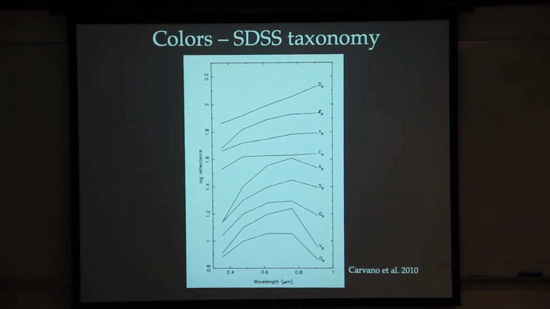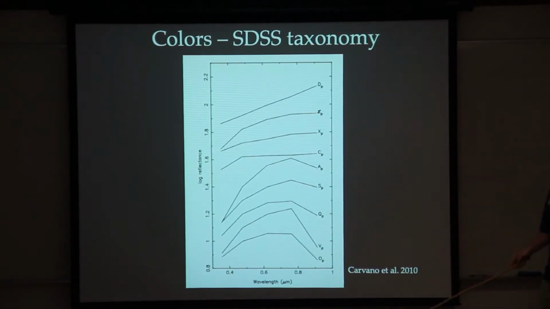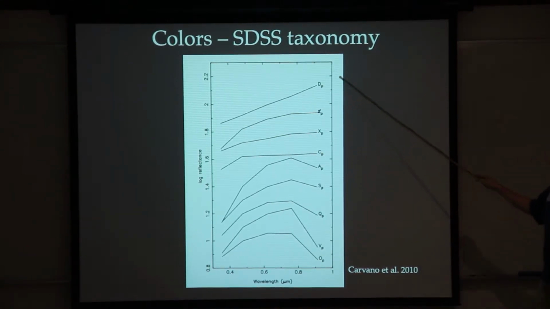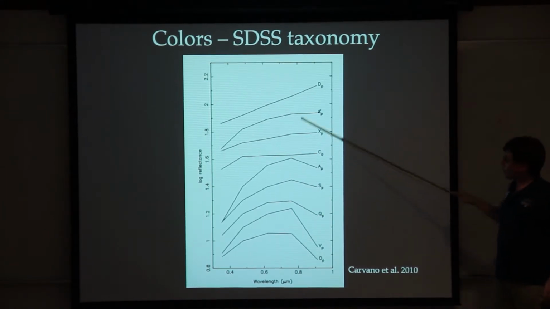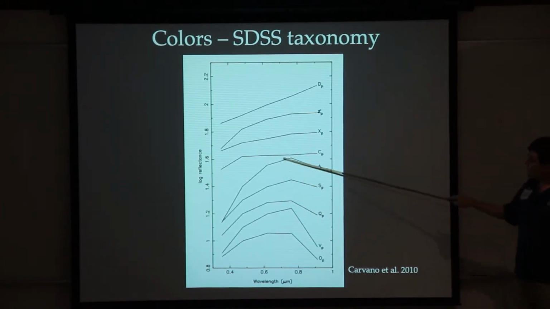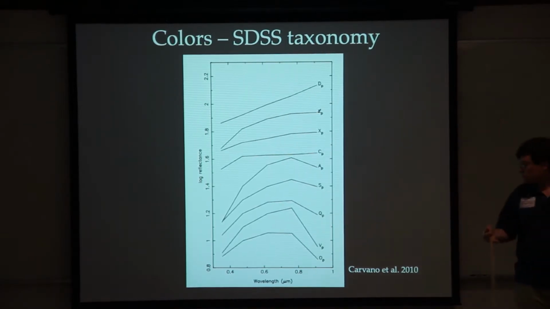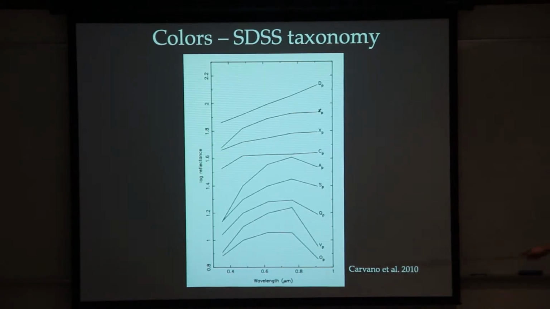With the colors alone, you can start to do taxonomy. And so this is work Carvano published in 2010, taking those same Sloan colors now and doing your basic taxonomy. So you see that your D-type objects here tend to be very red. You have a variety of behaviors, in particular this downturn here at around 1 micron. And the farther you get into more silicate-rich, more heavily processed, the deeper this tends to be.